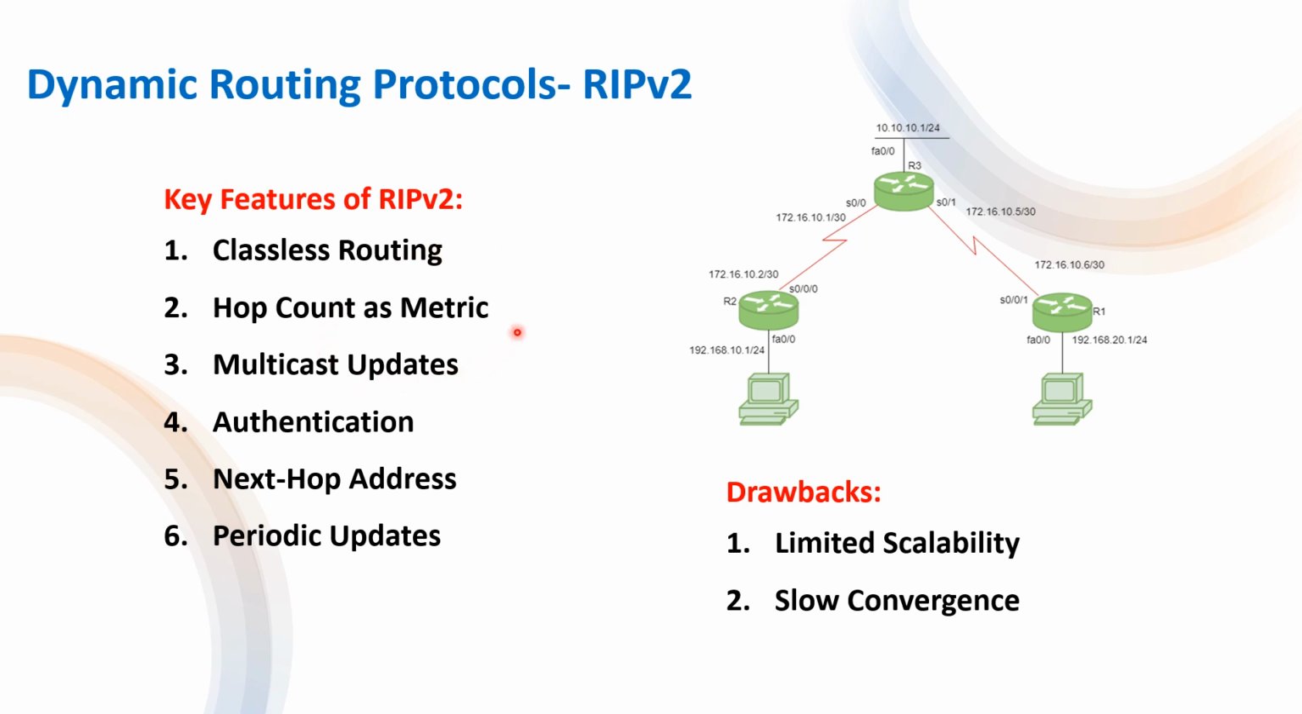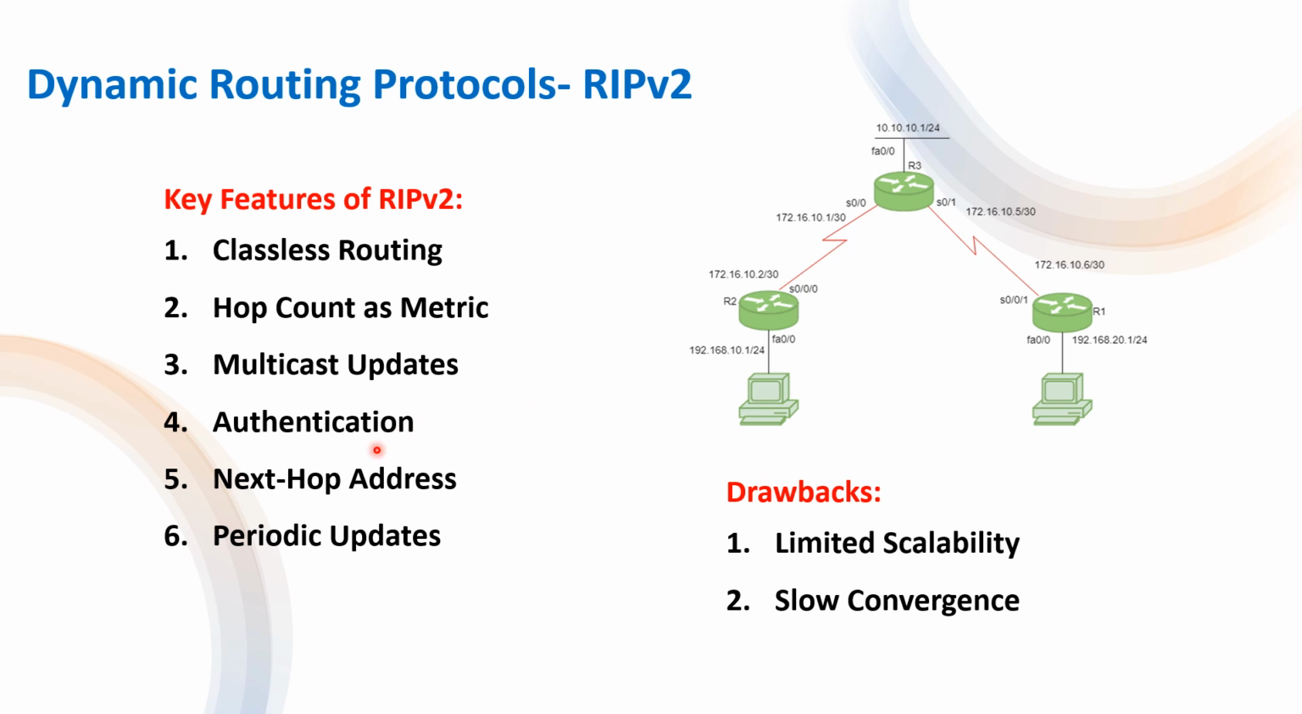Like RIP version 1, RIP version 2 uses the hop count as a metric with a maximum hop limit of 15. Instead of broadcasting updates to all devices, RIP version 2 uses multicasting to send routing updates only to routers, reducing unnecessary network traffic. RIP version 2 includes built-in support for authentication, allowing users to verify the validity of routing updates, providing more security compared to RIP version 1.